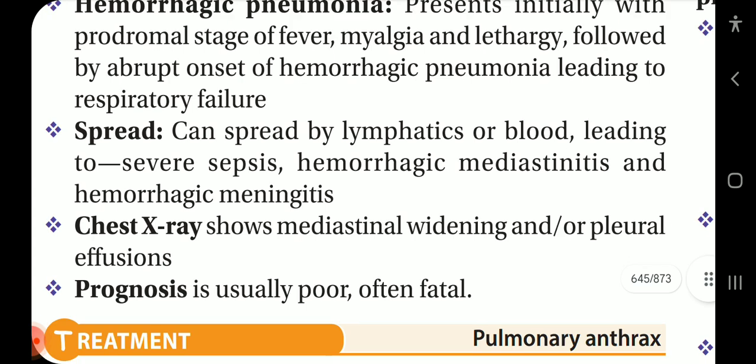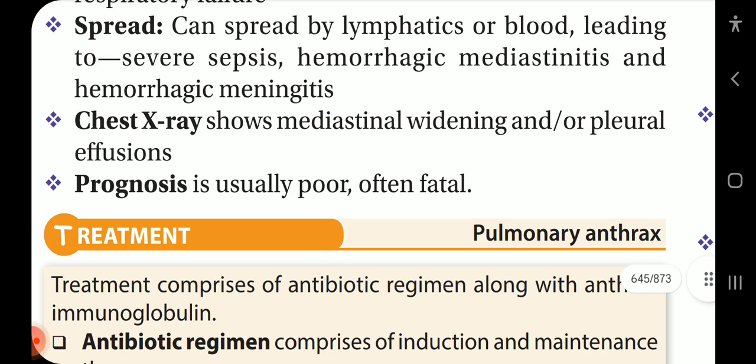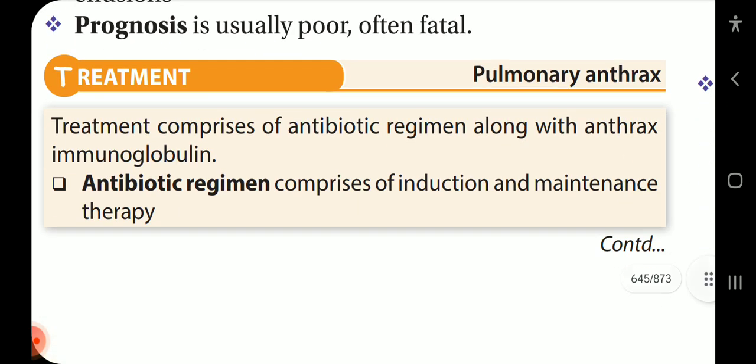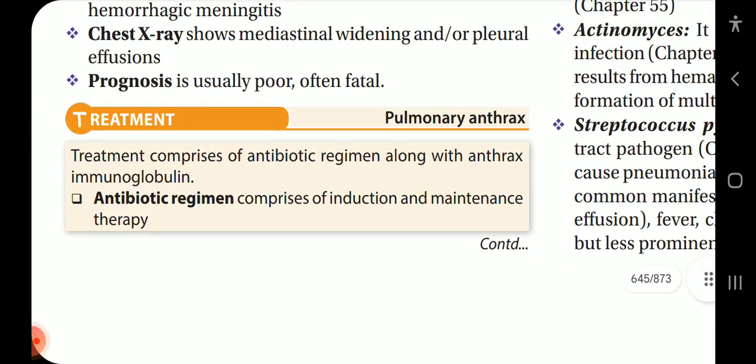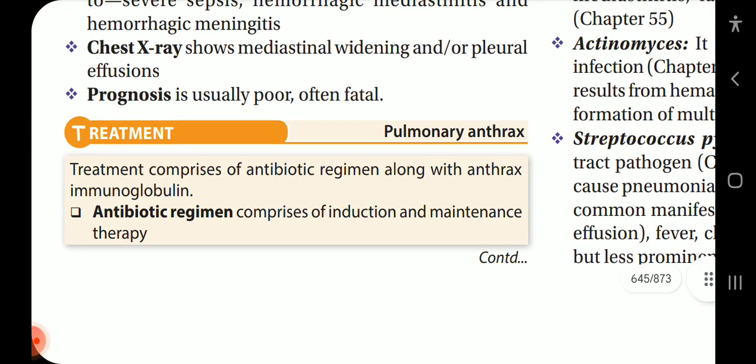Spread can occur by lymphatics or blood, leading to severe sepsis, hemorrhagic mediastinitis, and hemorrhagic meningitis. Chest X-ray shows mediastinal widening and/or pleural effusions. Prognosis is usually poor, often fatal. Treatment: pulmonary anthrax treatment comprises an antibiotic regimen along with anthrax immunoglobulin.